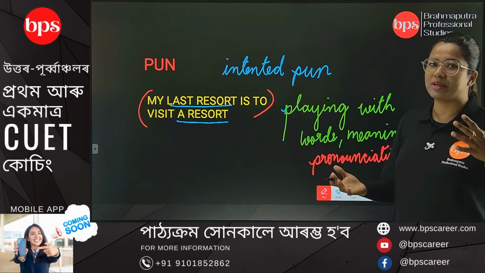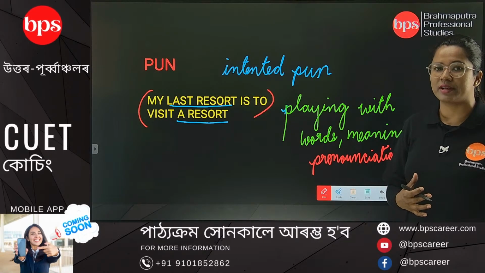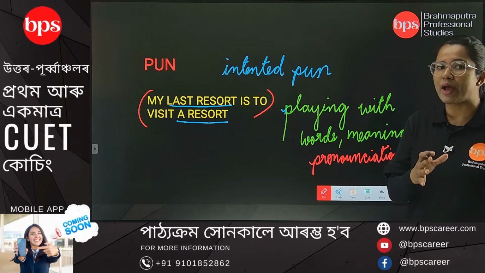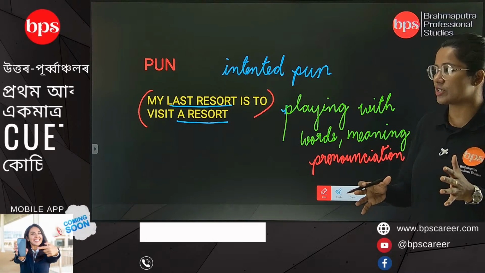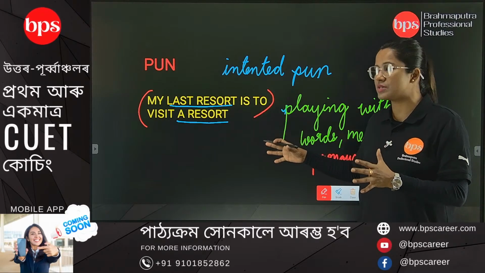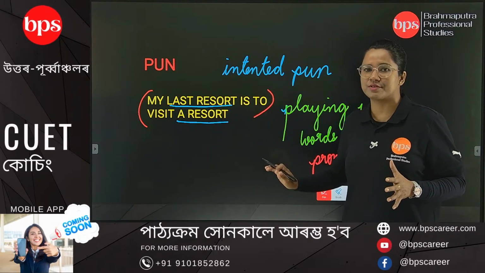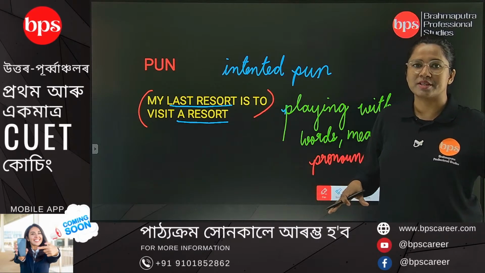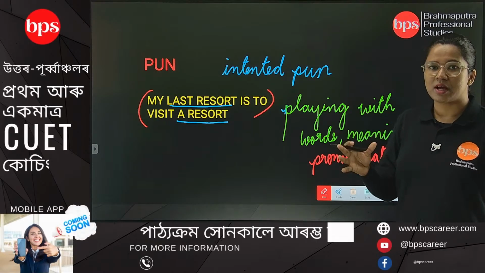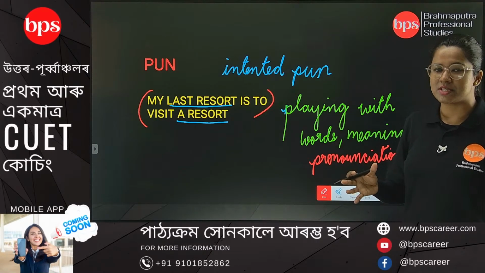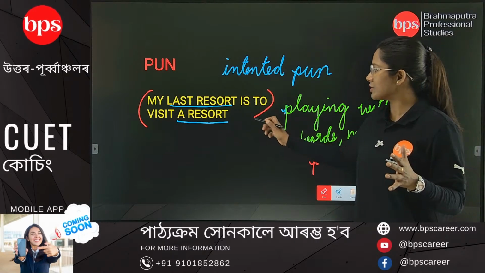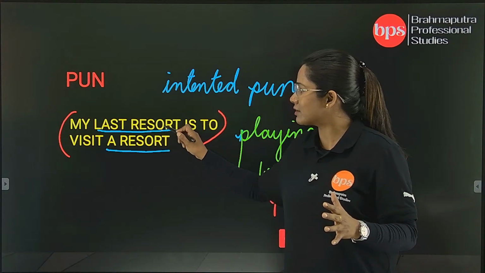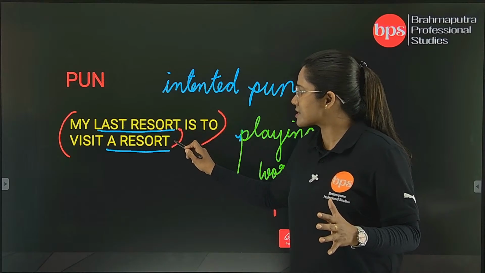my last opportunity, the last thing we can do to help a critical situation. Here the last resort is to visit a resort. Now resort is actually a place for amusement, for your extra activities. But here the meanings of the word are played.